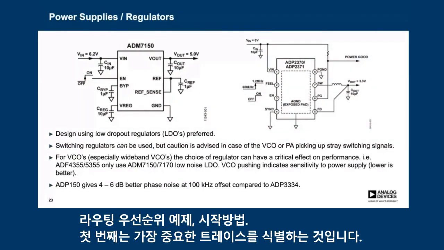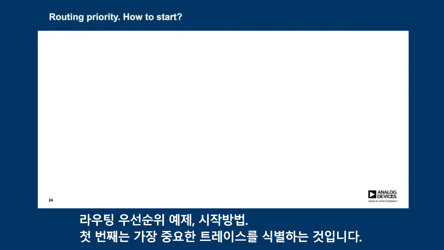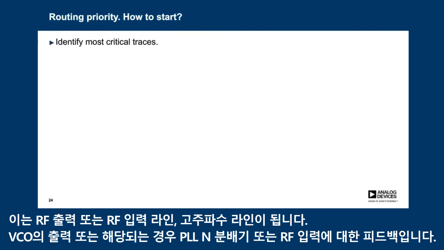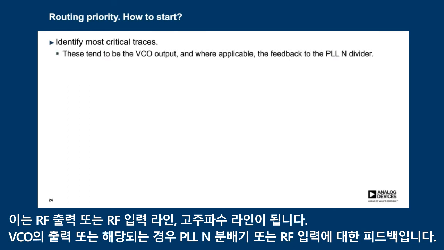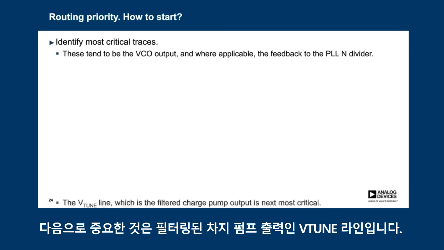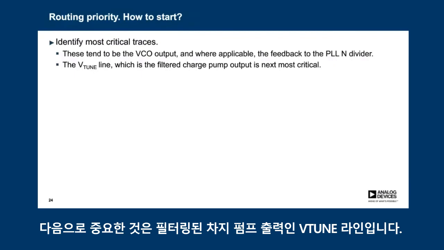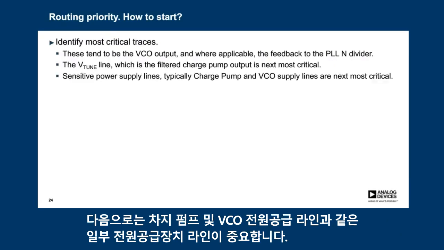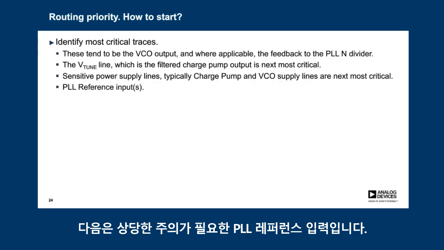An example, the routing priority, like how to start. So first off is identify the most critical traces. Those will be the RF output or the RF input lines, the high frequency lines, like either the output of the VCO or, where applicable, the feedback to the PLL N divider or RF input. The V-tune line, which is the filtered charge pump output, is the next critical. And then some of the power supply lines, like the charge pump and the VCO supply lines, are the next most critical. Then the PLL reference input, we've got to take due diligence with that.